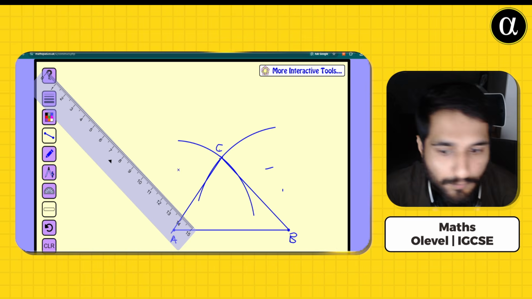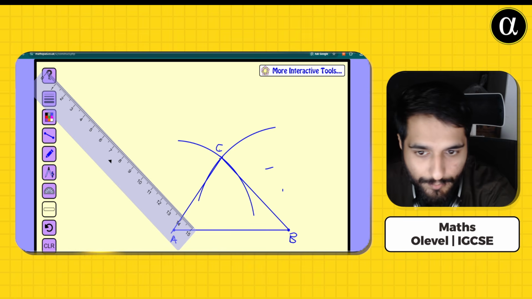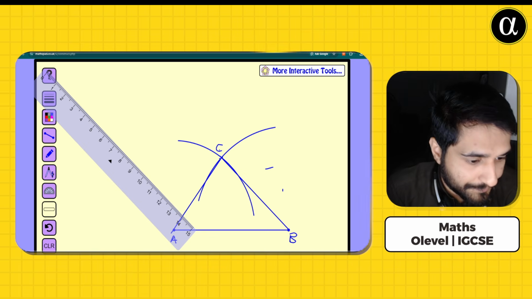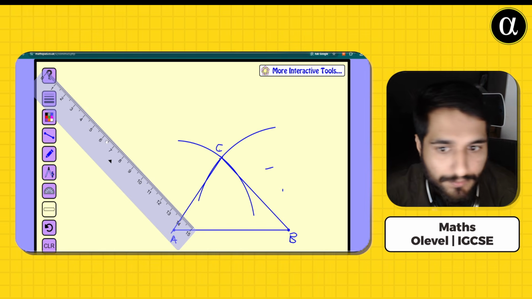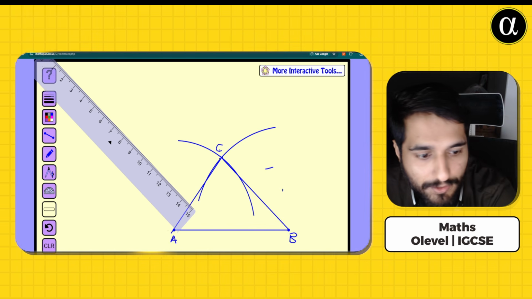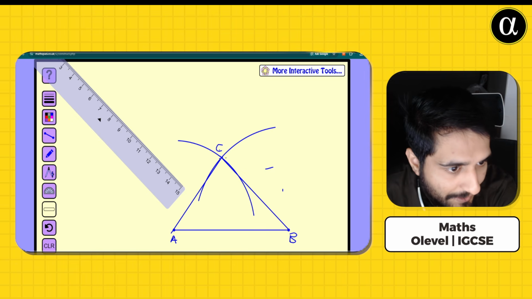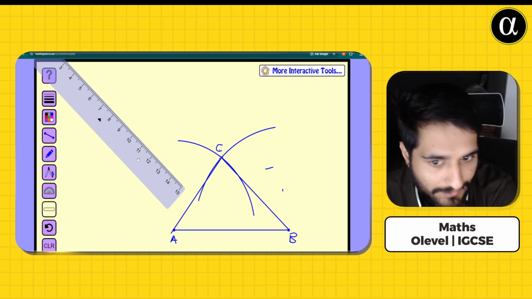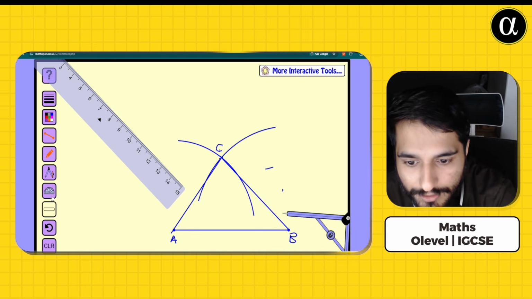All right. Now if you want, you can erase all of these extra lines that we have. Now let's see what the examiner has to say in the next part. That says measure the angle BAC. Now what we're going to do is we will try to trace what BAC is. This is my B, this is my A, and this is my C. So B, A, and C. This is the angle that the examiner wanted us to measure.